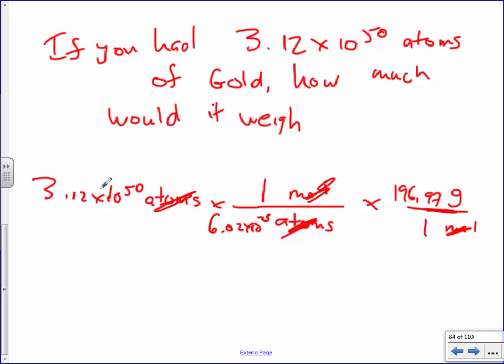See if this makes sense. We started with a whole bunch of atoms. And I've canceled my atoms like this. That told me how many moles I have. But moles is just like how many dozen I need. I don't care about how many dozen I need. I want to know how heavy they are total. So then this moles right here canceled with that moles right here to find me a weight. So the thing you need to do then is take this number and divide by that number, and then times by 196.97. And that'll give you your weight.